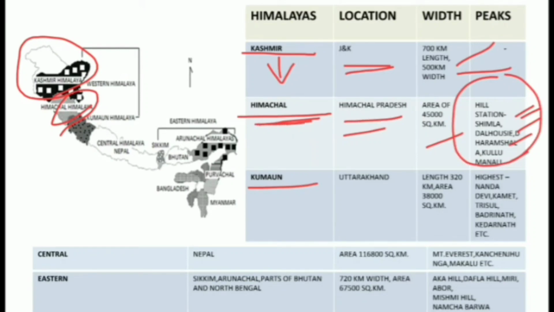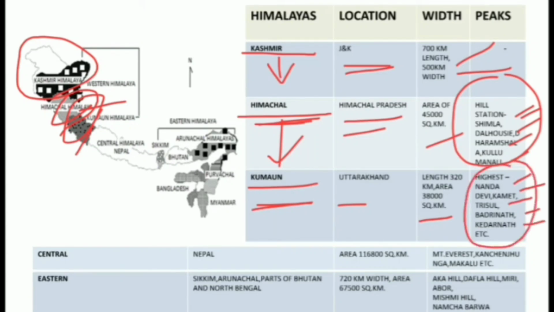Himachal Himalaya region. In the eastern part of this Himachal Himalaya, we have Kumaun Himalaya, which mainly includes the state of Uttarakhand. Here you can see that is Kumaun Himalaya. Now length is approximately 320 km and area is 38,000 square kilometer. Nanda Devi, Kamet, Trishul, Badrinath, Kedarnath, these highest peaks are very important in this Kumaun Himalaya region or Uttarakhand region.